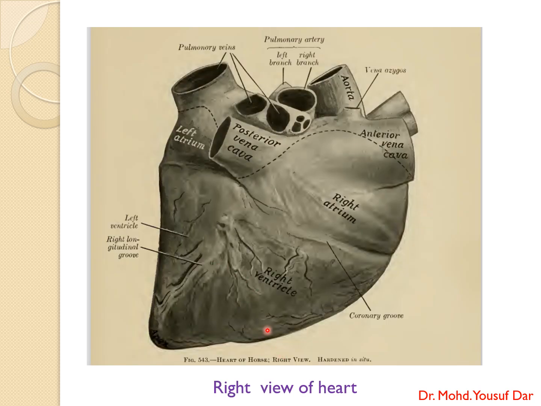Now coming to this, this is the right view of the heart. This is the right ventricle. Here this is the anterior border, this is the posterior border, this is the coronary groove, this is the right longitudinal groove or subsinusal interventricular groove.